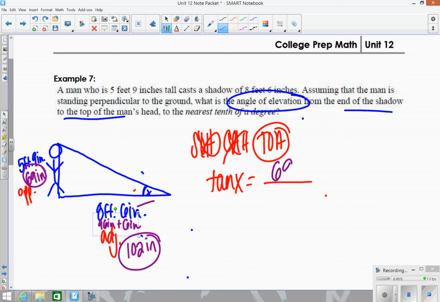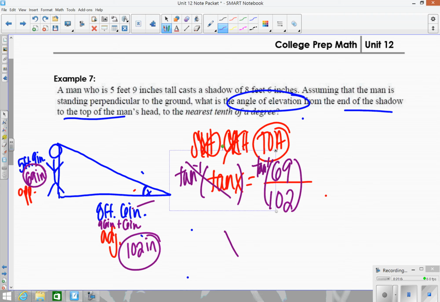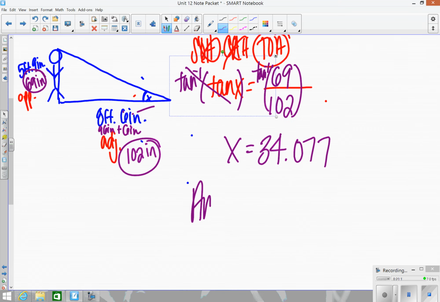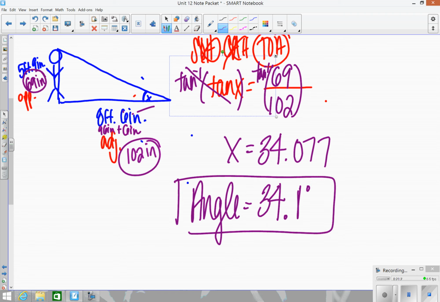Now I can plug those in. The opposite's 69, the adjacent's 102, and now I'm going to take tan inverse of both sides because I need to get x by itself. So x equals tan inverse of this, which ends up being 34.077, something like that. We want to round to the nearest tenth of a degree. So that tells me that the angle of elevation is going to equal 34. This is going to bump up to a 1, so 34.1 degrees would be the angle of elevation for this particular situation.